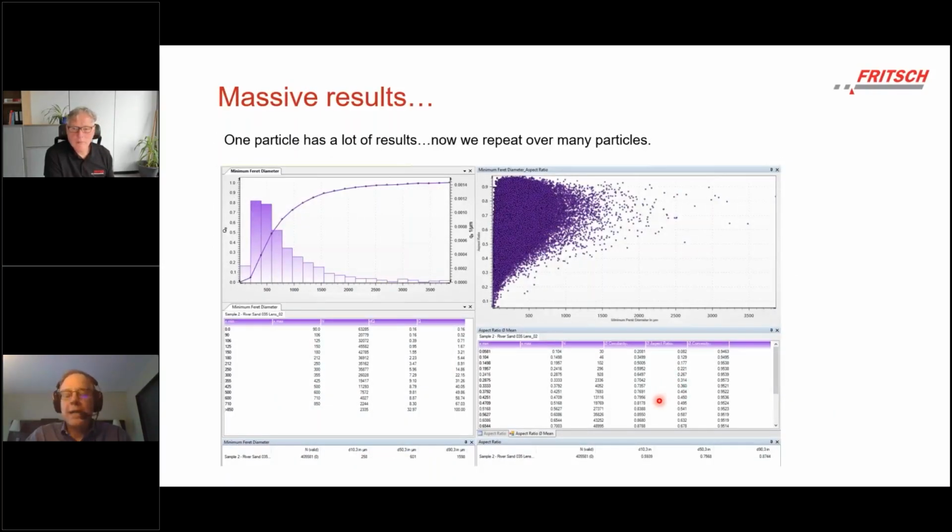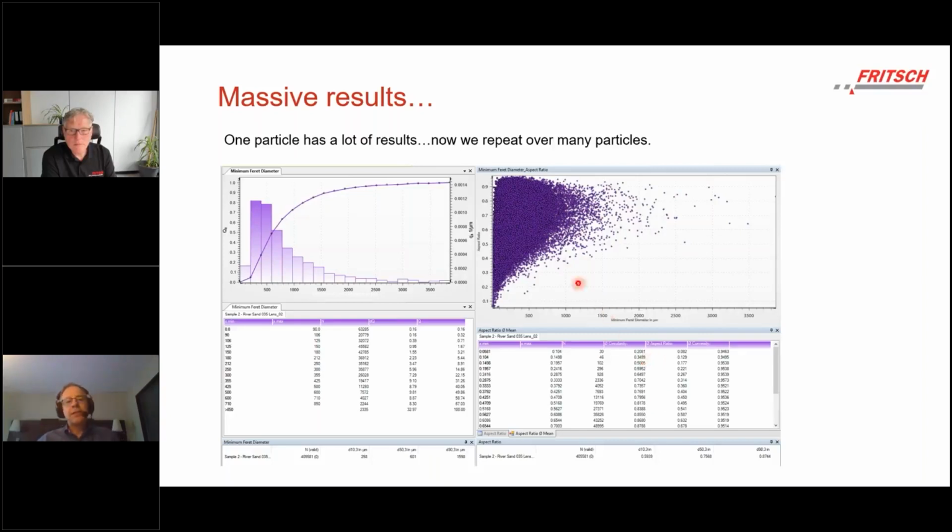So I mentioned briefly that we have a lot of different parameters to put out, and I take one particle. I showed you a list, maybe 10 out of dozens of parameters. Now I repeat the measurement over many, many particles, and you have just this immense mass of data. And as Günther alluded, there are some tools in the software that let you get at it.